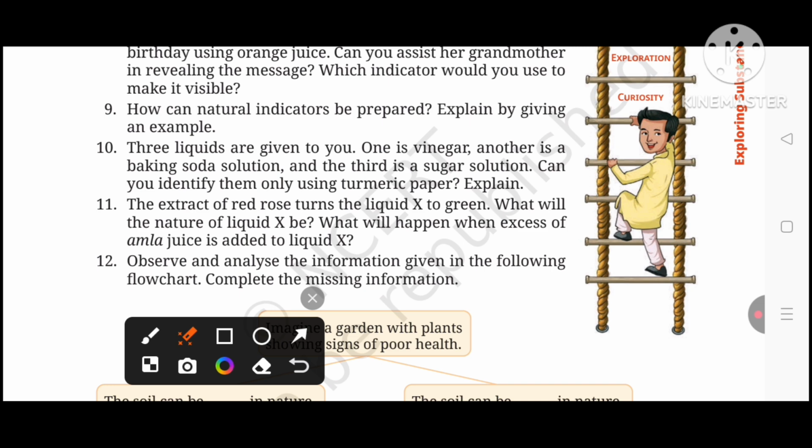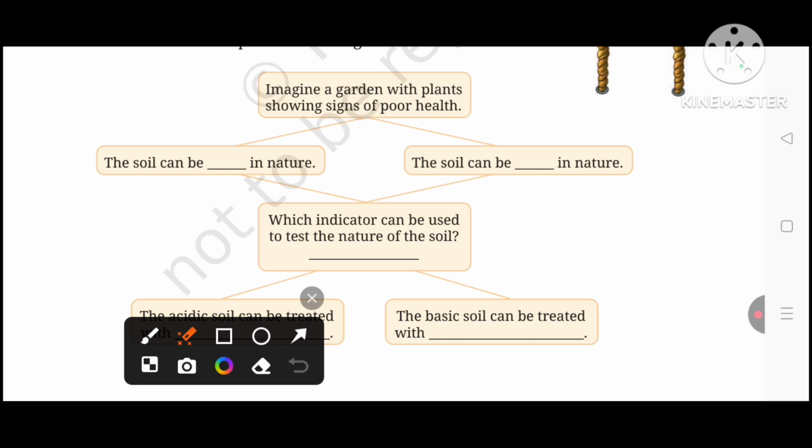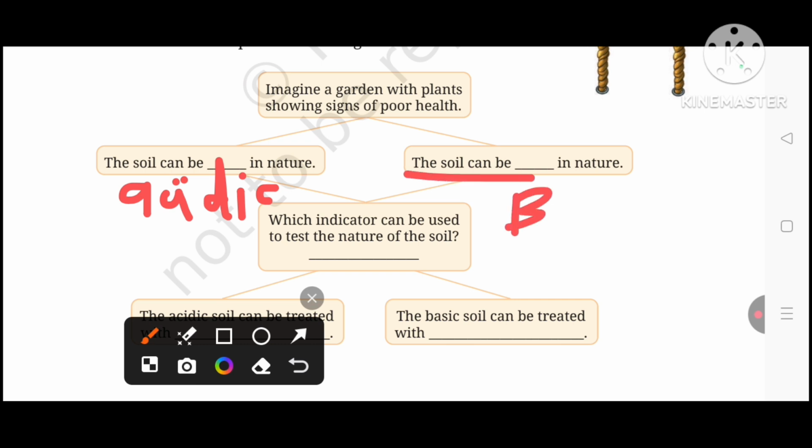Observe and analyze the next question. Observe and analyze the information given in the following flowchart and complete the missing information. Imagine a garden with plants showing signs of poor health. The soil can be acidic in nature, and the soil can be basic in nature. These are the two possibilities why the plants are not growing in the soil. Which indicators can be used to test the nature of the soil?